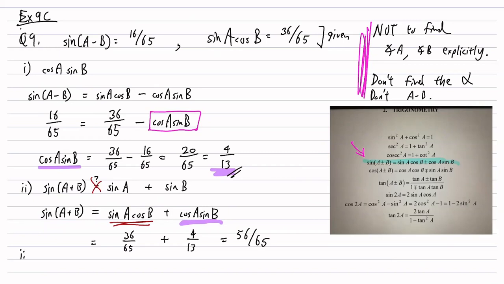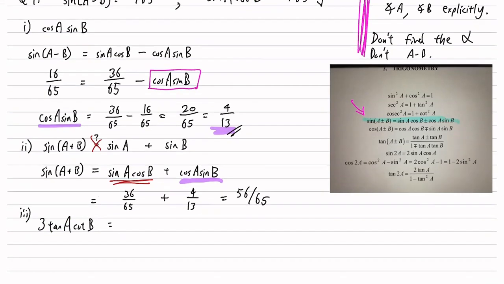Part 3, let's go. Part 3 asks to find 3 tangent A cotangent B. How? You see what's given, all sines and cosines. Suddenly there's tangent. What do you do? Change tangent to sine A over cosine A. Change cotangent to cosine B over sine B.